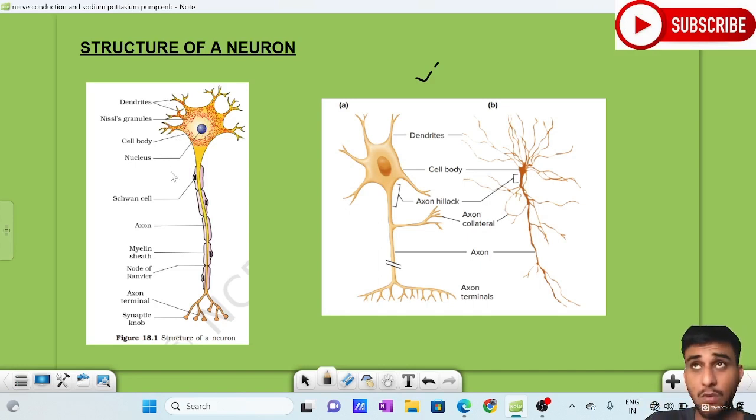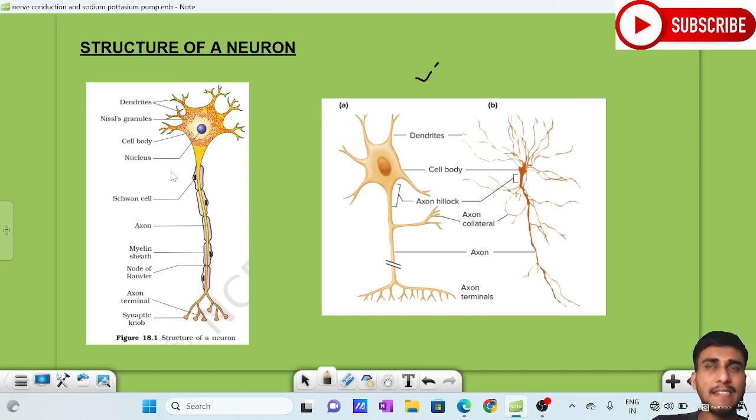We need to understand that in a nervous system, apart from the neural cells or nerve cells, there are certain other cells also, like glial cells. Glial cells are divided into four: oligodendrocytes, Schwann cells, astrocytes, and microglia. What are the functions of these cells?